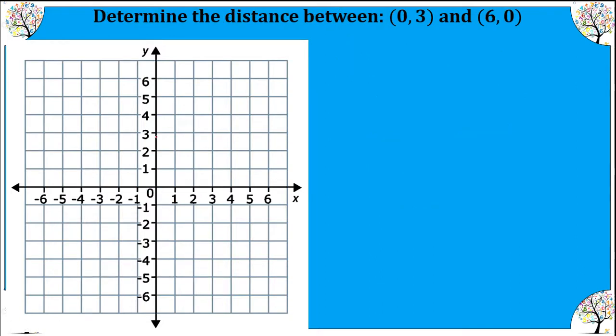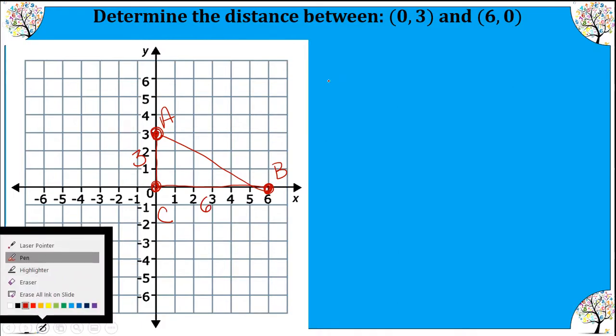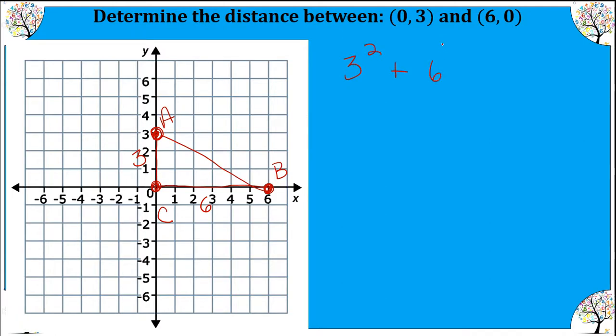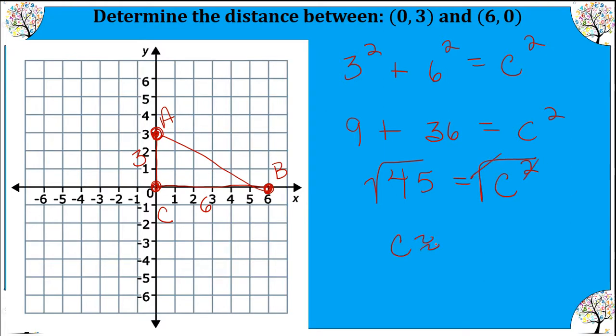Okay, now we're going to plot (0, 3), a y-intercept, and an x-intercept, (6, 0). And then I'm going to plot at the origin, and we're going to have our diagonal. That's the distance we're finding. So we have a vertical leg that is 3 units and a horizontal leg that is 6 units. So we have 3 squared plus 6 squared equals c squared. And we're solving for c, the distance from A to B, our hypotenuse. So c is going to be about 6.7 units.